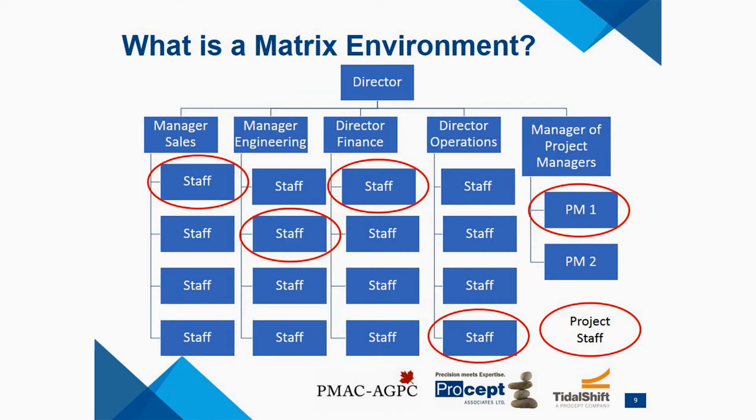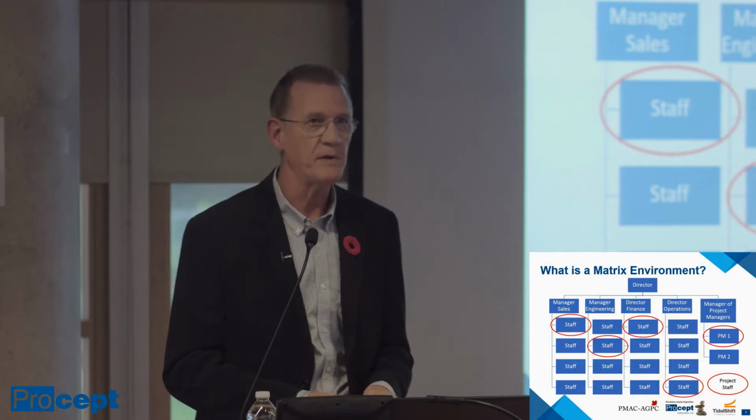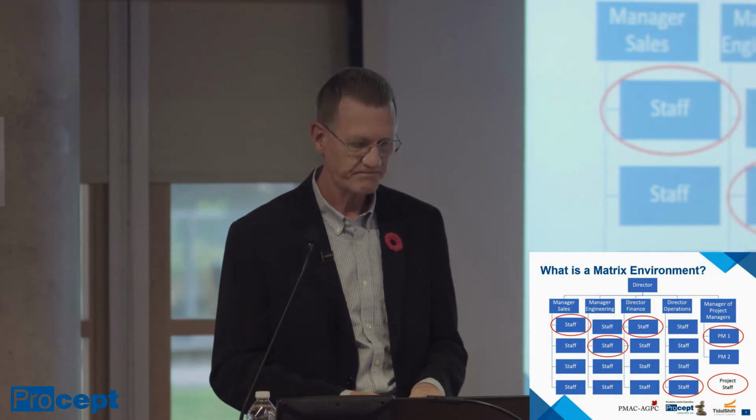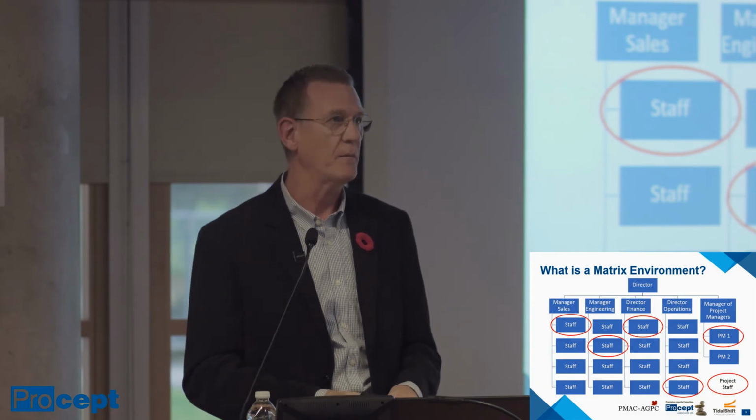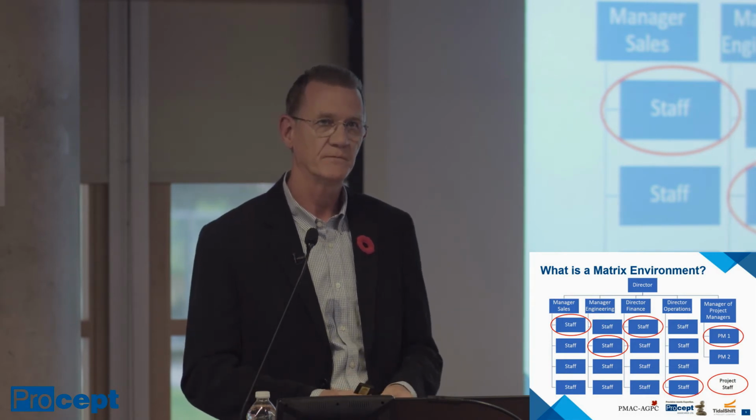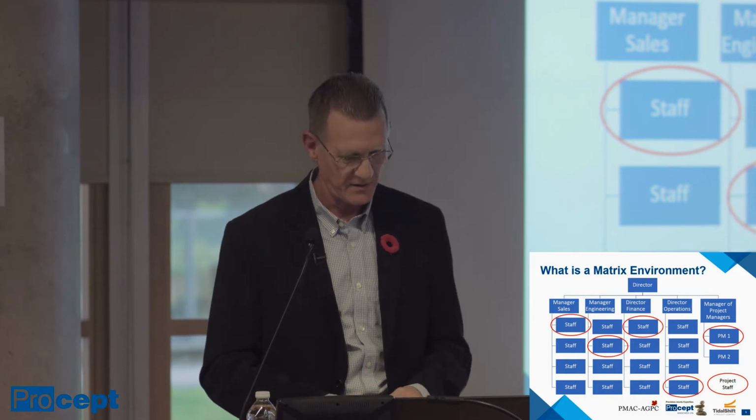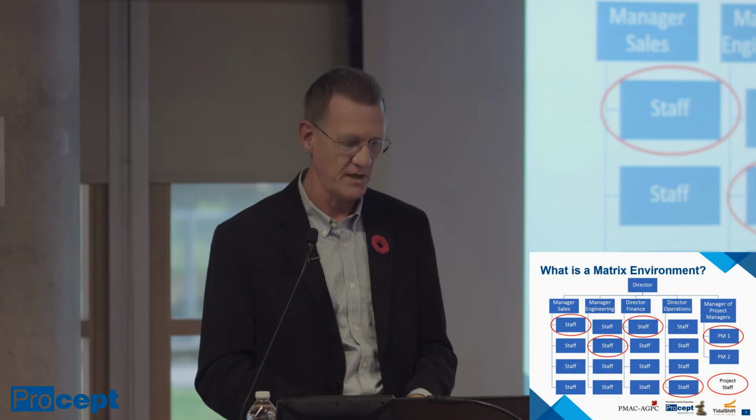So what does a matrix environment really look like? Well, in a matrix environment, you still have these functional areas. But what happens is you have a new group that manages projects. And in that group, you might have project managers. You can see here we have project manager 1, project manager 2. There could be many. It just depends on the size of the organization. And what they do is they start selecting people from the functional areas, and those people become the project team. This is all very basic, I know, but it's important to understand why these things are done.